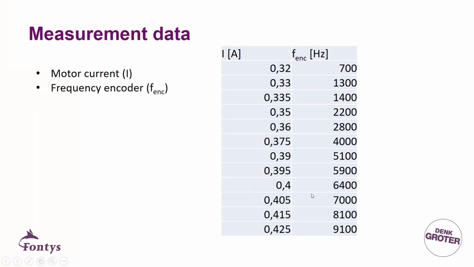So at every voltage we measure the current of the motor I, and we measure the encoder frequency over here. So I did that for a couple of voltages which I apply to the motor, so I get a number of current measurement points and a couple of frequency measurement points, so the frequency of the motor shaft.